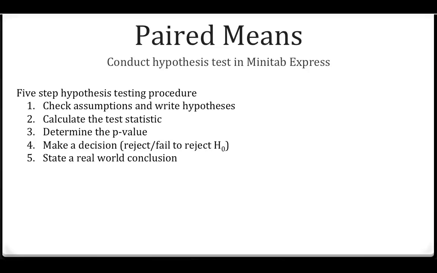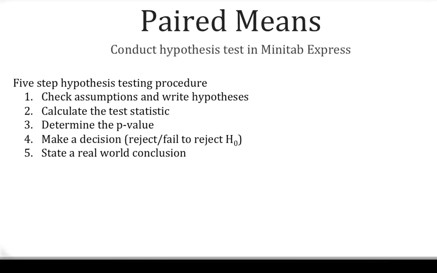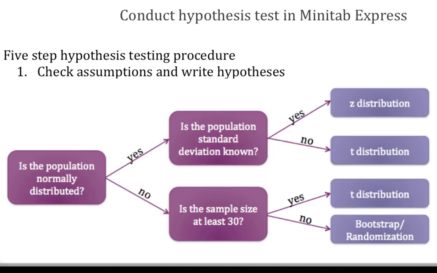For conducting a hypothesis test, we're going to use the same 5-step hypothesis testing procedure. In step 1, when we check assumptions and write hypotheses, we're going to be looking at the distribution of differences. So we'll ask, are the differences normally distributed in the population? Is the standard deviation of the differences in the population known? And again, is the sample size, which in this case is the number of pairs, at least 30?